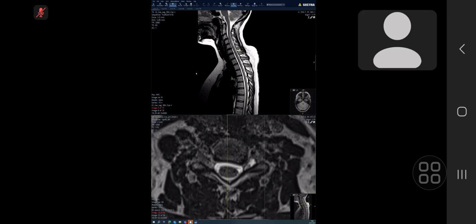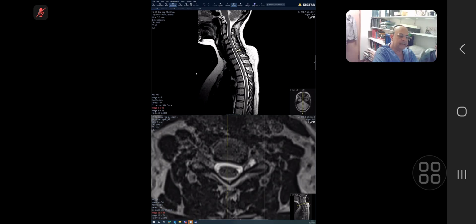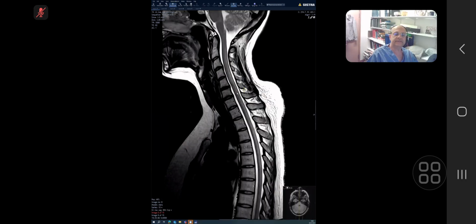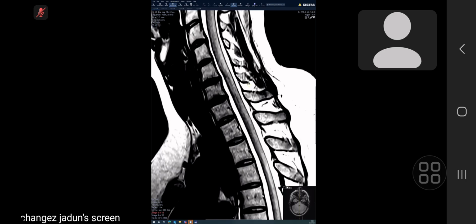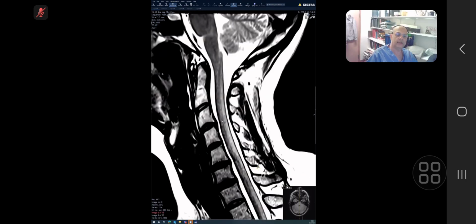Okay, for the audience, let me sum it up. The brain sequences, FLAIR and diffusion, we saw they were okay. There were no problems with it. Then we went to the cervical spine sequence and we saw this signal change in the cord. If you see, I've changed the window, and you can see there is signal change in the cord.